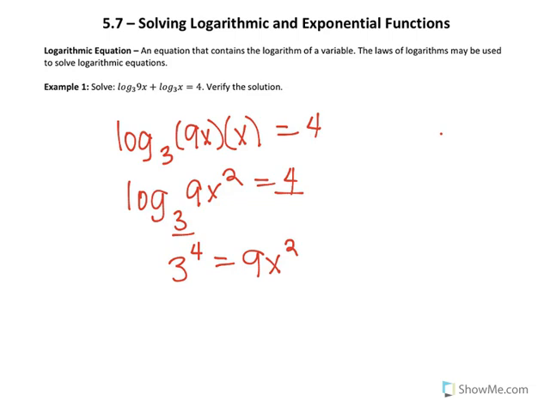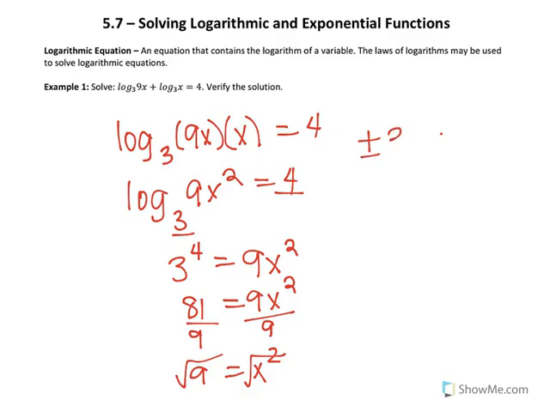Okay, 3 to the power of 4 is, what is that, 81? So 81 equals 9x squared. Divided by 9, and we get 9 is equal to x squared. Square root, and we get plus or minus 3 is equal to x. You need to be really careful here to test both your answers to make sure that they both work. So x equals 3 works.